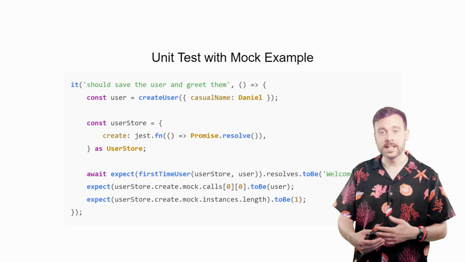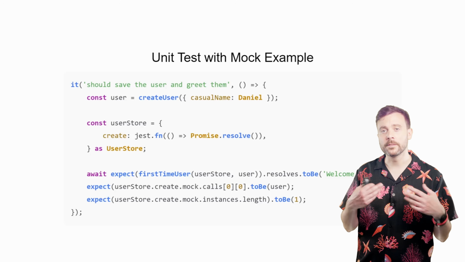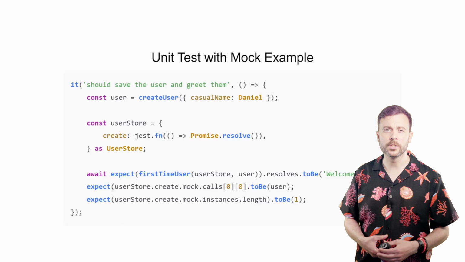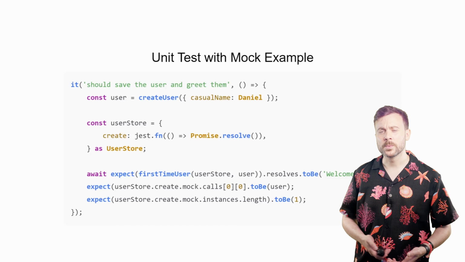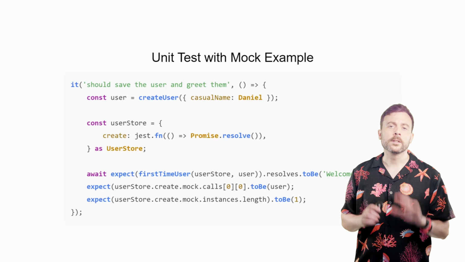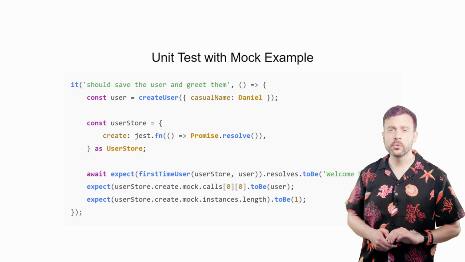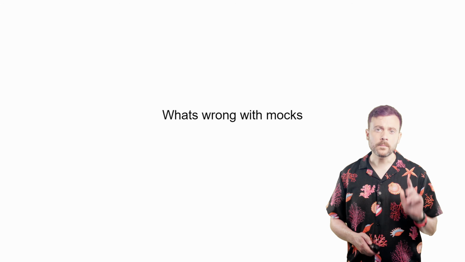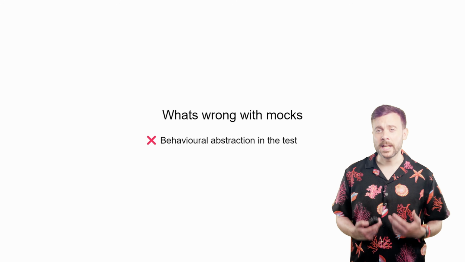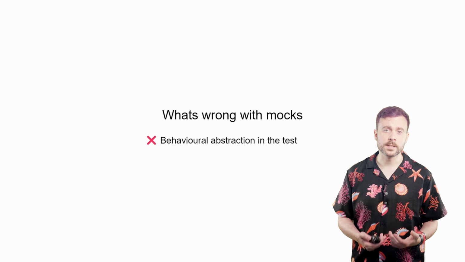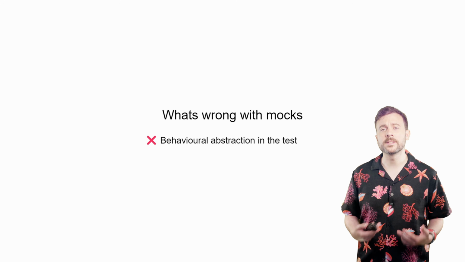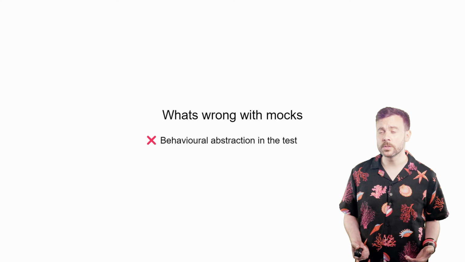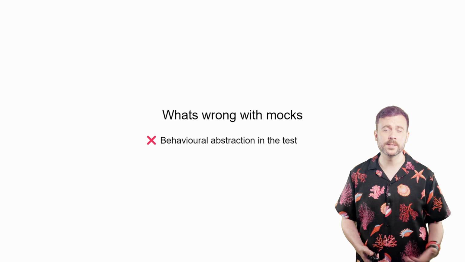Once we've converted it, we then pass our user and our user store into the function, and then we check that the user store was called the right number of times and that the user was stored in the store. And no, I don't like this at all, and I think there are two reasons that this is bad. First of all, we've now created a behavioral abstraction inside of our test. That's not what our tests are for, and we're going to have to do this every single time we want to use the user store, and it's going to have to be tailored to every single test.